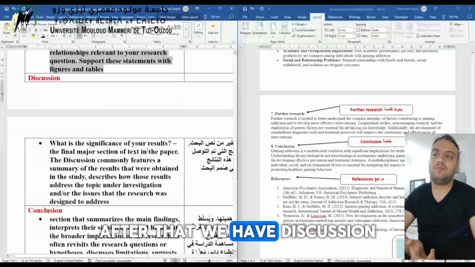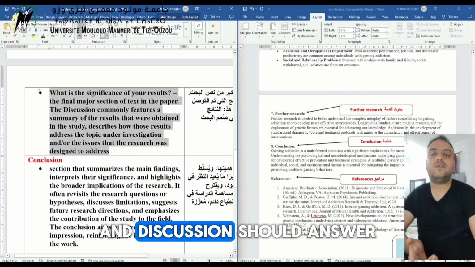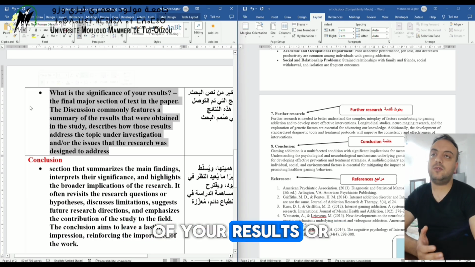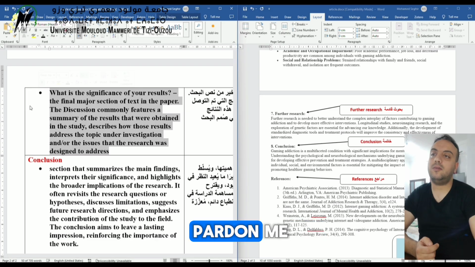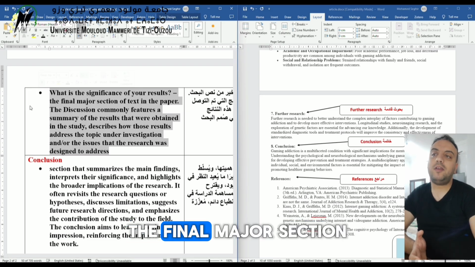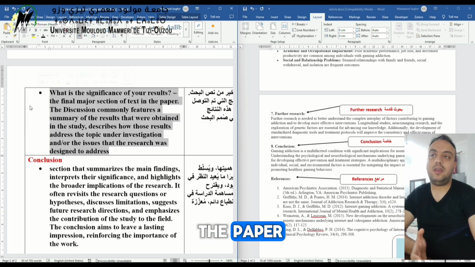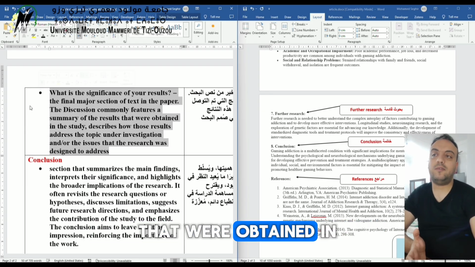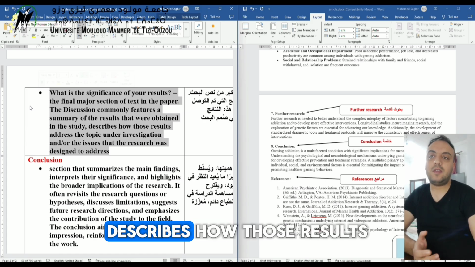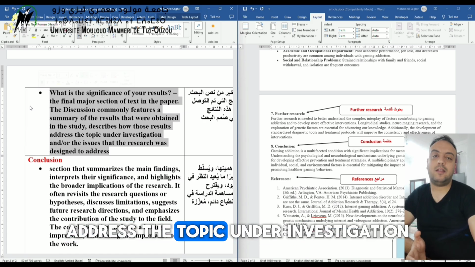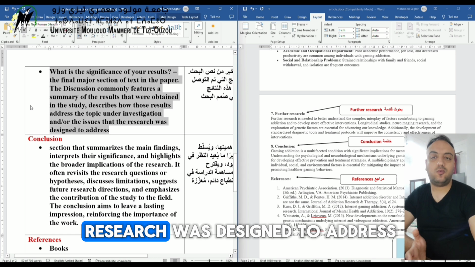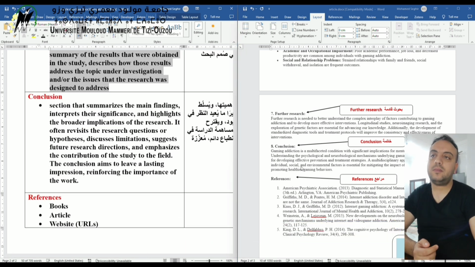After that, we have the discussion, and the discussion should answer this question: what is the significance of your results or of your research? The final major section of a text in the paper is the discussion. The discussion section commonly features a summary of the results that were obtained in the study, and describes how those results address the topic under investigation and the issues that the research was designed to address.